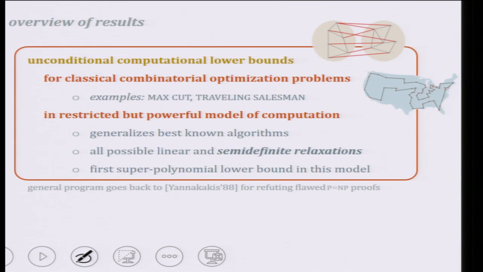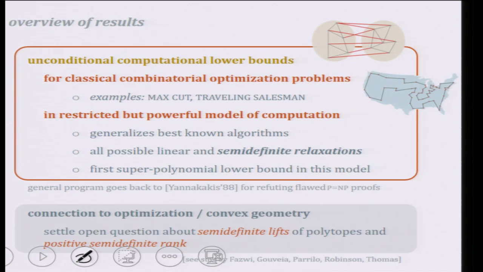So this work is part of a research program that goes back to Yannakakis in the 80s, where it was a very remarkable paper. He was at the time motivated by wanting a way of refuting several flawed P equals NP proofs, and he wanted to do it in a way that doesn't require checking each paper individually. So he wanted to rule out once and for all that algorithms based on these kinds of methods can show that P is equal to NP. And in this sense, this work achieves what Yannakakis wanted to do.